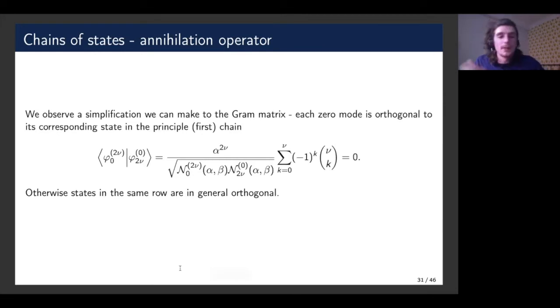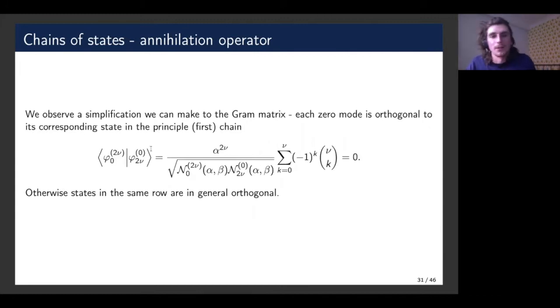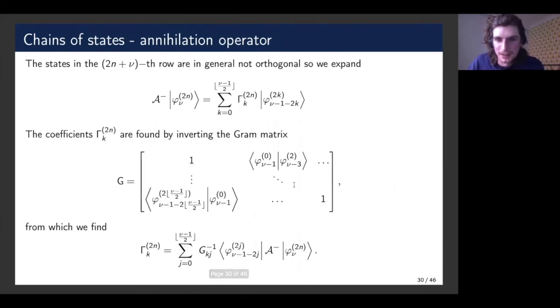And one simplification by observation we can make to this matrix is that each zero mode, by chance or by construction, is orthogonal to its corresponding state in the first chain, because we just end up with this relation. And so that adds a few more zero entries to the Gram matrix, but in general, they are non-orthogonal. And in principle, you'd have to compute all of these inner products.